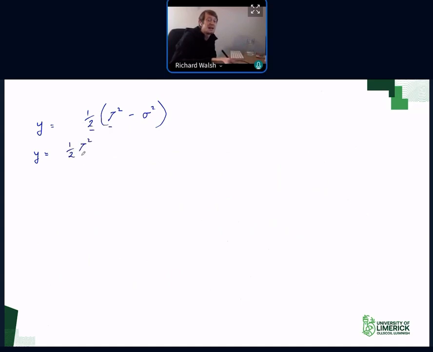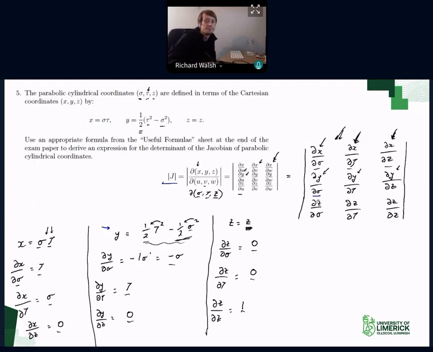So half times tau squared is a half tau squared. A half by minus sigma squared gives minus, and a half times sigma squared. I thought it might be easier just to do it like that rather than having a bracket in there. So I need to partially differentiate that with respect to sigma, because that's there in our formula. We need to find that.